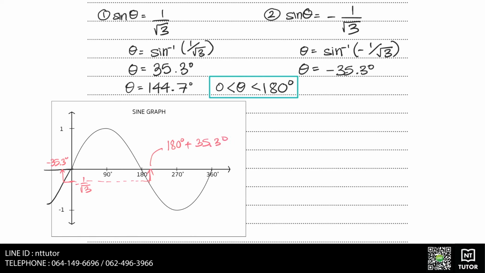However, the domain for theta is 0 to 180 degrees. Therefore, that angle is not in the domain, and neither is minus 35.3 degrees. So we don't have any theta values that correspond to sine theta equals minus 1 over root 3 within the domain.